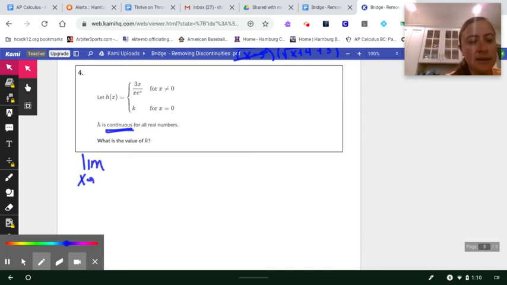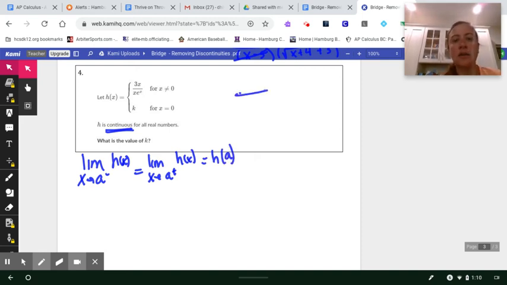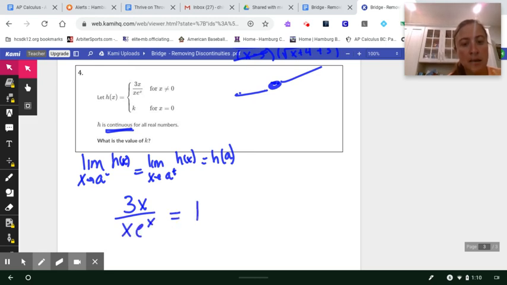The limit as x approaches a from the left, I'll use h of x since that's the function, equals the limit as x approaches a from the right, equals h of a. So again, I'm saying the left side and the right side are coming together, and that point in between there is closed. All right, so in order to do that, I'm just going to set those two pieces equal. So I have 3x over x e to the x equals k.